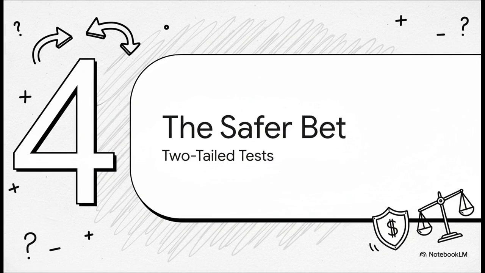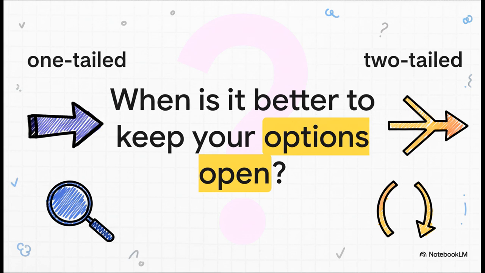Now let's flip the coin and look at the other option, the two-tailed test. This is the more common, more conservative, and generally the default choice. Think of it as the safer bet. A two-tailed test doesn't try to predict a direction. It just asks, hey, is there a difference here at all? It's way more exploratory and open-minded.